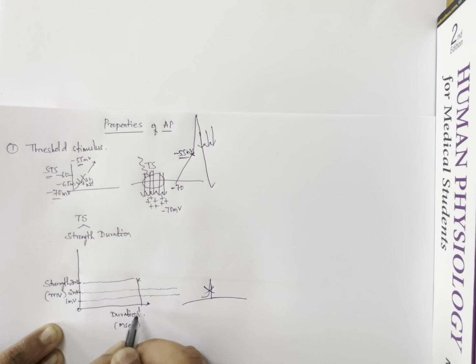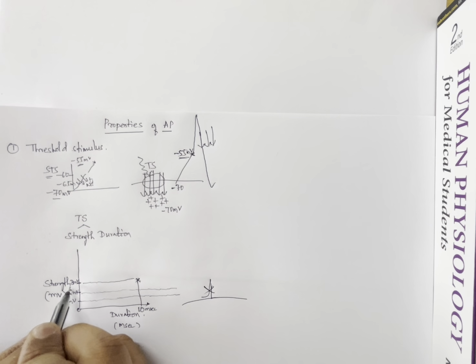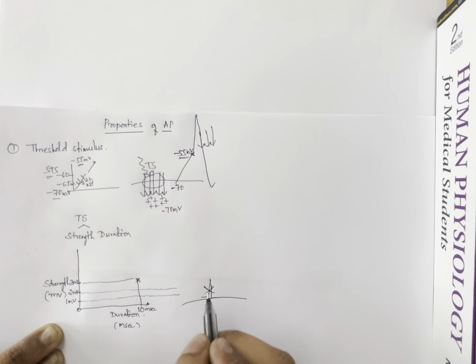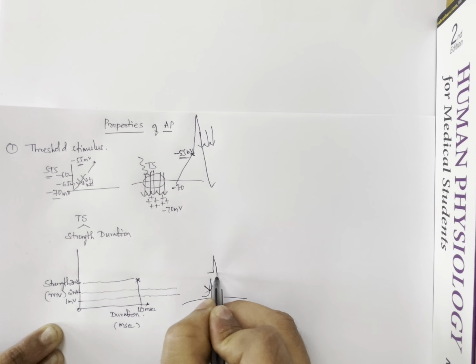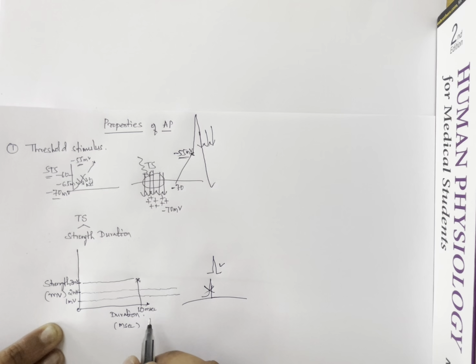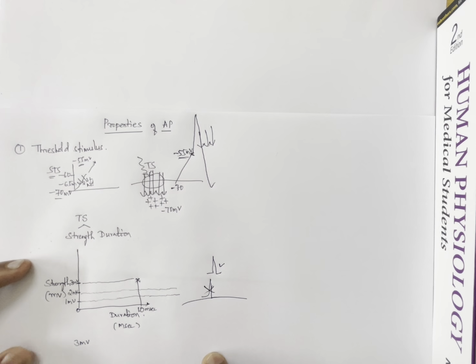Consider this is applied for around 10 milliseconds. When this 3 millivolt strength current is applied for 10 milliseconds, a deflection, a response is seen and action potential was generated. So that means the minimum current is 3 millivolt. So 1 millivolt and 2 millivolt could not generate the action potential, but 3 millivolt strength generated the action potential only when it is applied for 10 milliseconds. These are hypothetical values only.